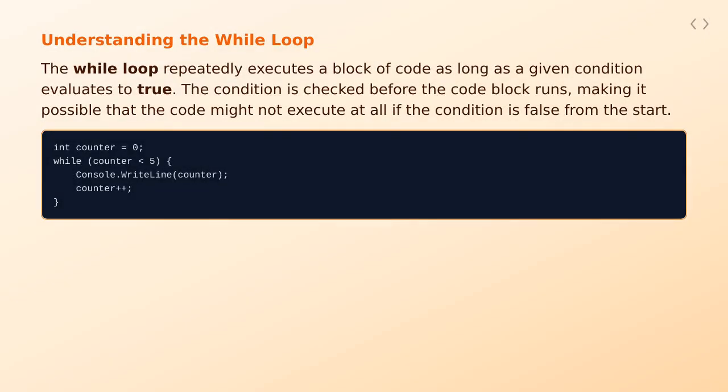This section covers understanding the while loop. The while loop repeatedly executes a block of code as long as a given condition evaluates to true. The condition is checked before the code block runs, making it possible that the code might not execute at all if the condition is false from the start. The samples on screen walk through this step. Take a moment to read through them.